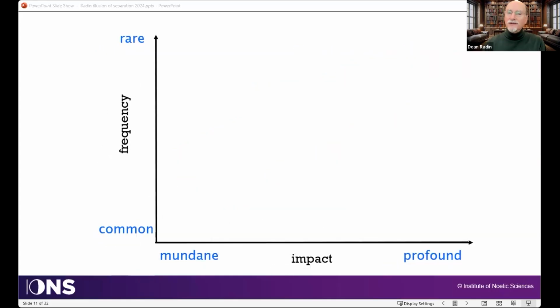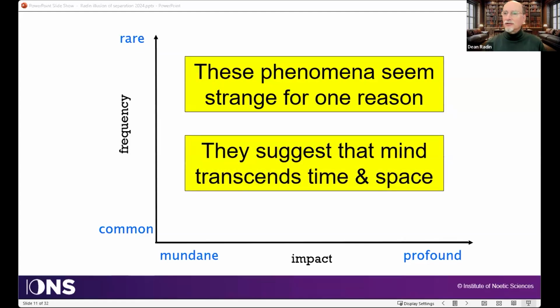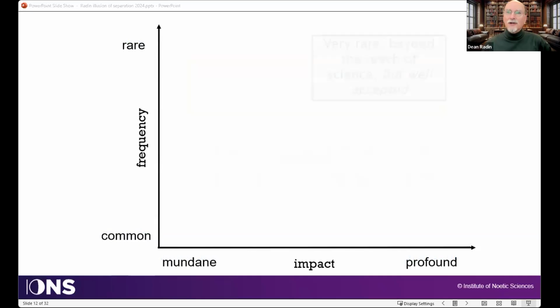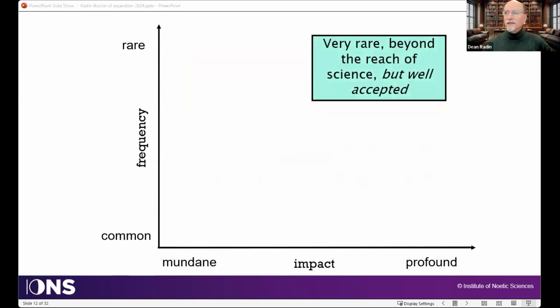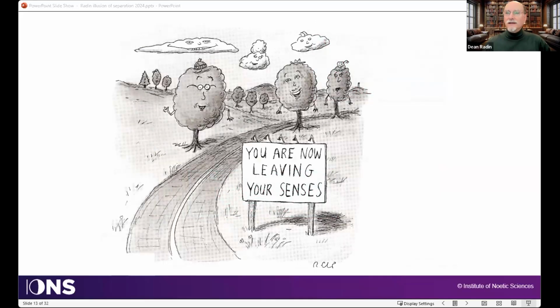Well, there's something peculiar about this thing because these phenomena only seem strange for one reason. They suggest that the mind transcends time and space, everyday time and space. The other thing that's strange is up in the upper right here, these are very rare. There aren't very many geniuses and saints out there. It's beyond the reach of science, but it's well accepted that such people exist. Whereas down here, where lots and lots of people report these experiences, they're very common, they're easy to study, but they're considered highly controversial. So now we must leave our senses.